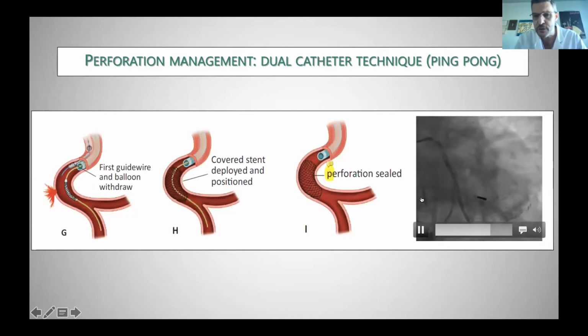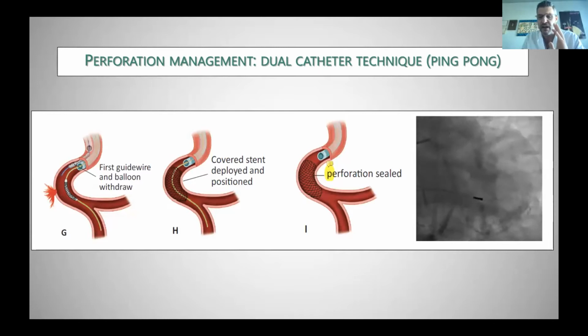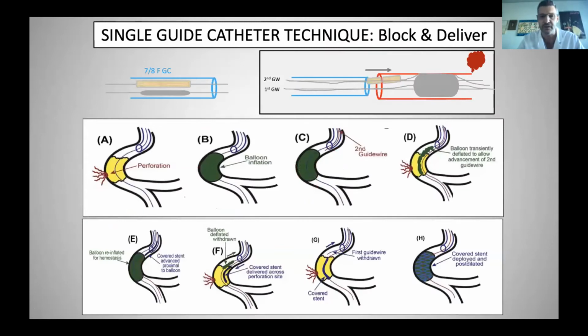This technique dramatically reduces the likelihood of developing a cardiac tamponade, because you leave the balloon inflated all the time until you are in the right position with the covered stent. You can deflate the balloon just for a few seconds, remove the balloon and the wire, and inflate the covered stent. So there is no need for urgent pericardiocentesis if we adopt this technique.